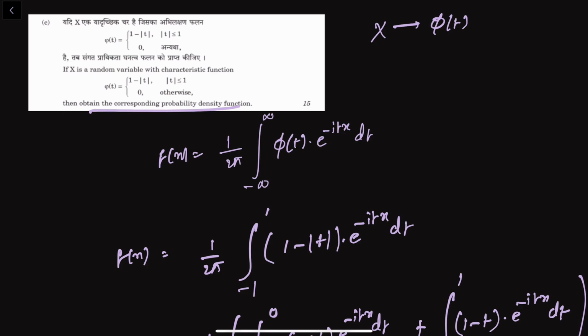We can see that f of 0, if you find the limit as x tends to 0 of 1 minus cos x by pi x square, will become 1 by 2 pi.